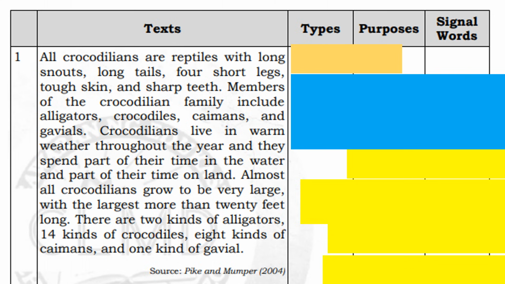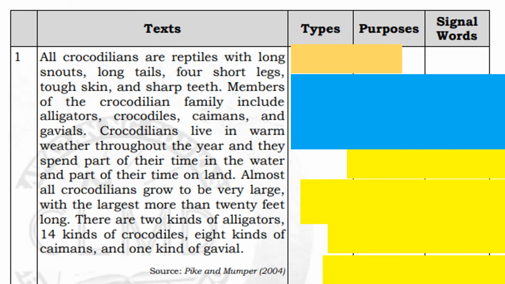Crocodilians live in warm weather throughout the year, and they spend part of their time in the water and part of their time on land. Almost all crocodilians grow to be very large, with the largest more than 20 feet long. There are two kinds of alligators, 14 kinds of crocodiles, 8 kinds of caimans, and 1 kind of gavials. So let's try to identify the type, the purpose, and the signal words. Are you ready?